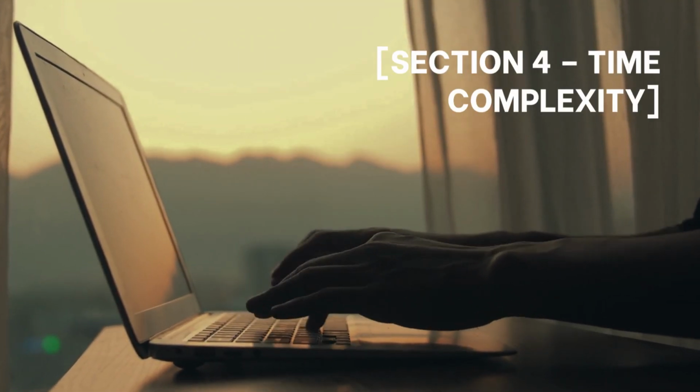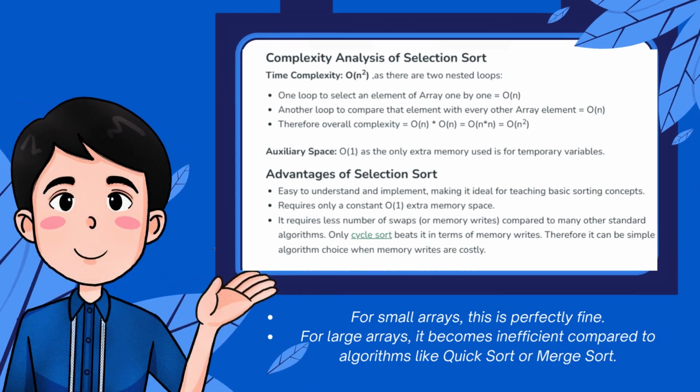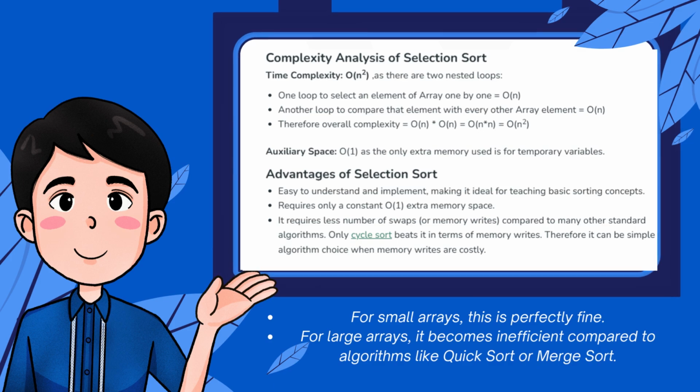Section 4. Time complexity. Selection sort has a runtime complexity of O(n²). Why? Because for each element, you scan the rest of the array to find the minimum. For small arrays, this is perfectly fine. For large arrays, it becomes inefficient compared to algorithms like quicksort or merge sort. The good news: selection sort is in place, no extra memory is needed, and it's simple to implement, which is why it's a great teaching tool.